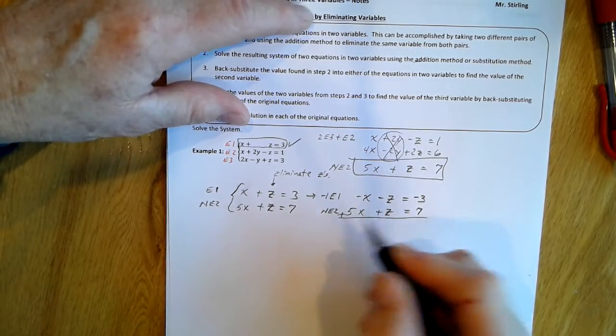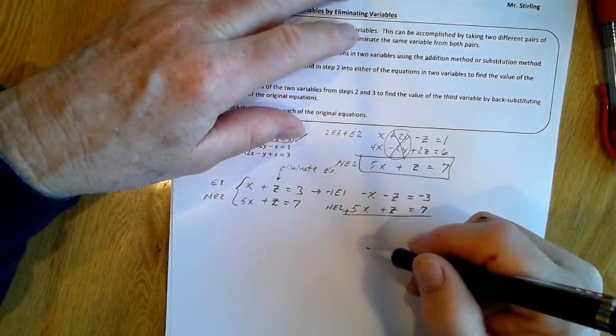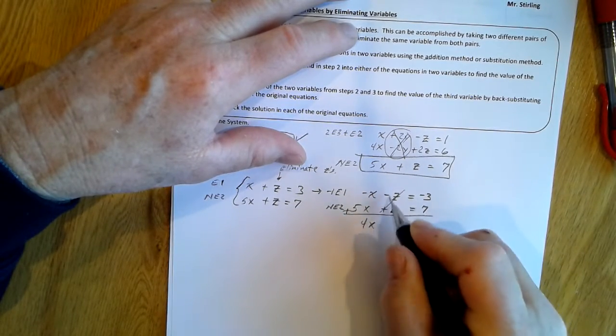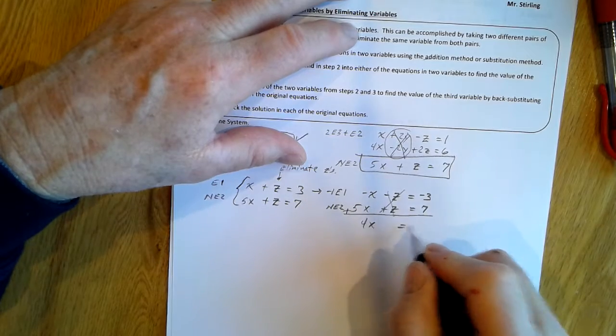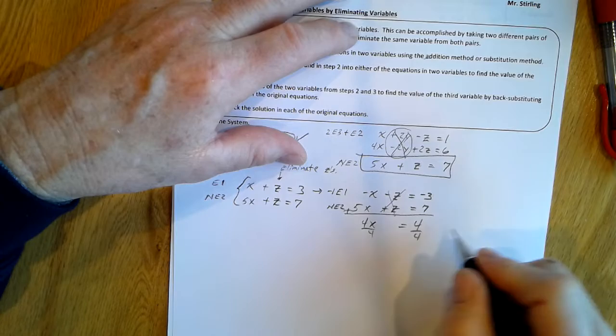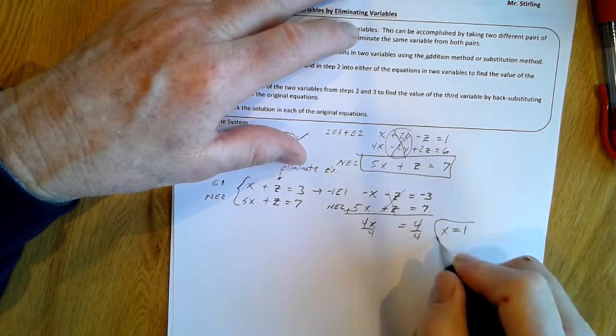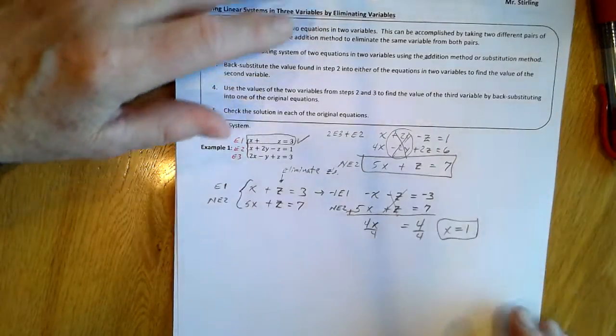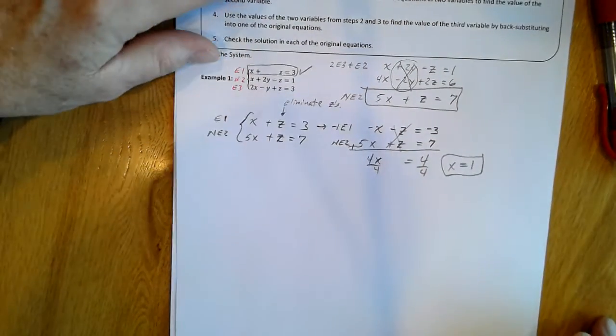And now, using the elimination method, I can add down. 5x take away x is 4x. These go away, equals 4. So if I divide by 4 and I divide by 4, x equals 1 is my first solution. Okay? Now, we're on our way.